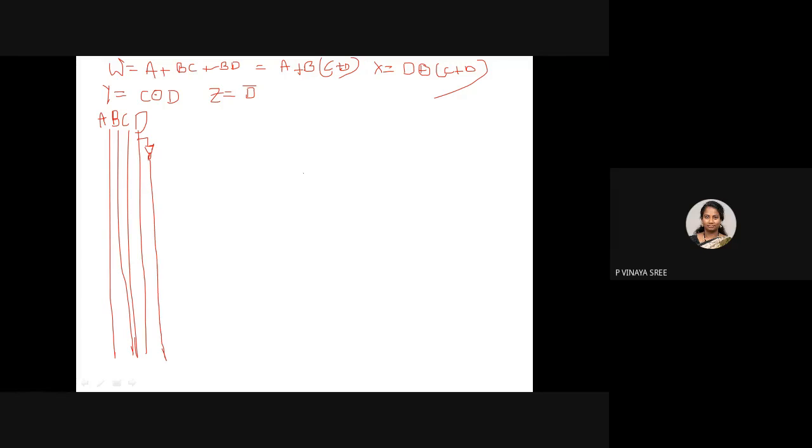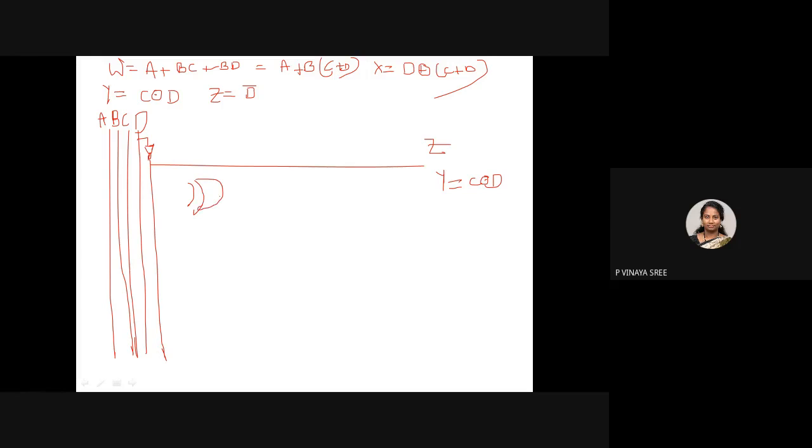Okay. Next we'll start with Z. Z means I can directly give the complement of D. So this is your Z. Next is your Y. So Y equals to C XNOR D. Tell me the symbol for XNOR.